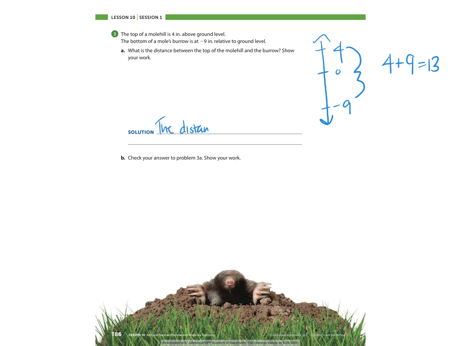So my answer in the sentence is, the distance between the top of the molehill and the burrow is 13 inches. Remember, it's a -9, but we're taking its absolute value. That's why it ended up being 4 plus 9, not 4 minus 9.